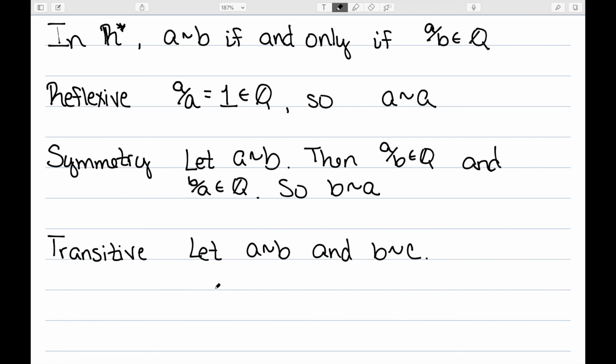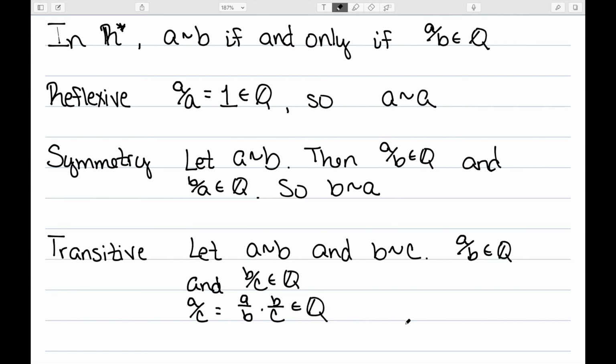Finally, let's do transitive. Let A be equivalent to B and B be equivalent to C. So I know A over B is rational, and I know B over C is rational. And I want to look at A over C. Well, I'm going to rewrite this as A over B times B over C. This is a rational times a rational, which we know is still a rational number. So therefore, we know A is equivalent to C. So yes, this is an equivalence relation.